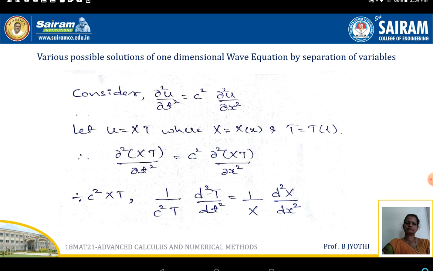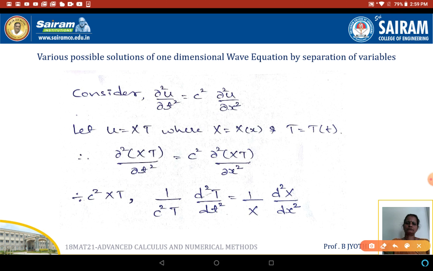Let me illustrate here. Capital X into ∂²T/∂t², which we write not as a partial derivative because T is a function of t itself. So the left hand side will be X d²T/dt². And when we divide it by c² XT, only 1/(c² T) d²T/dt² remains on the left hand side.